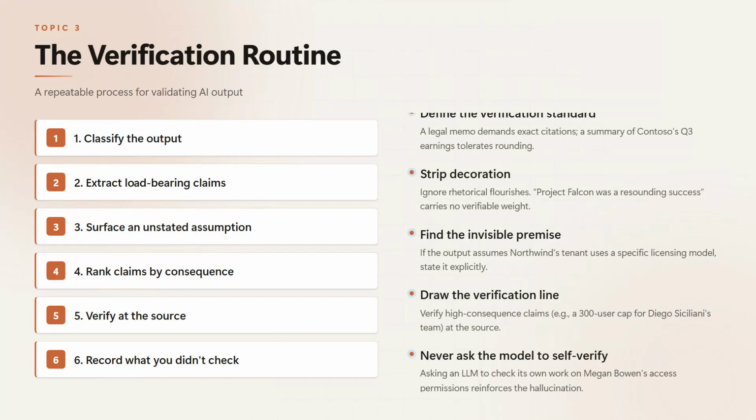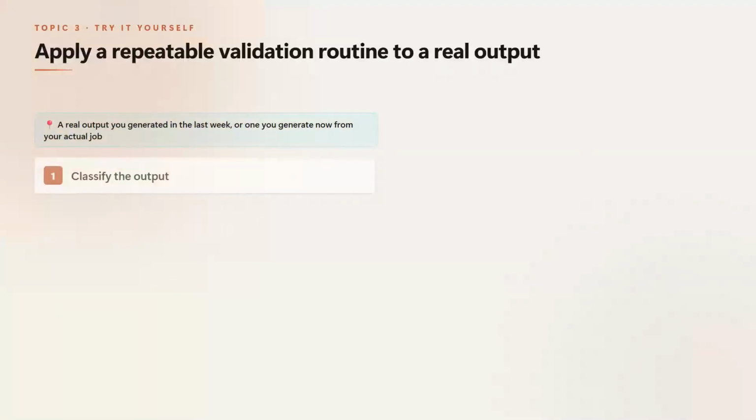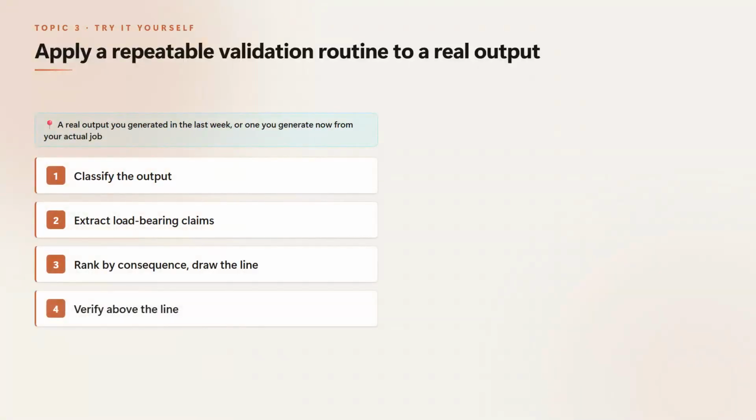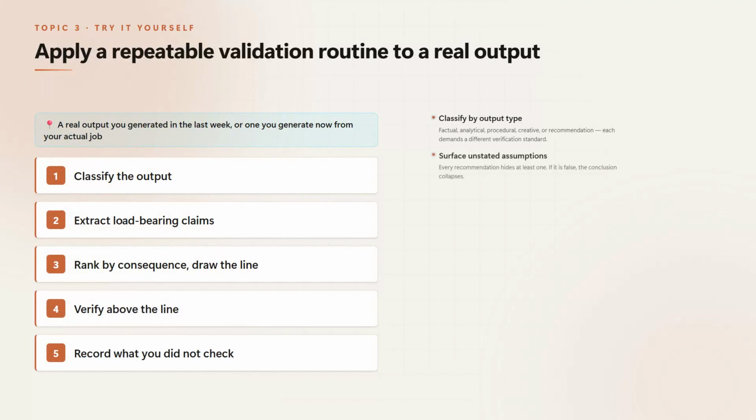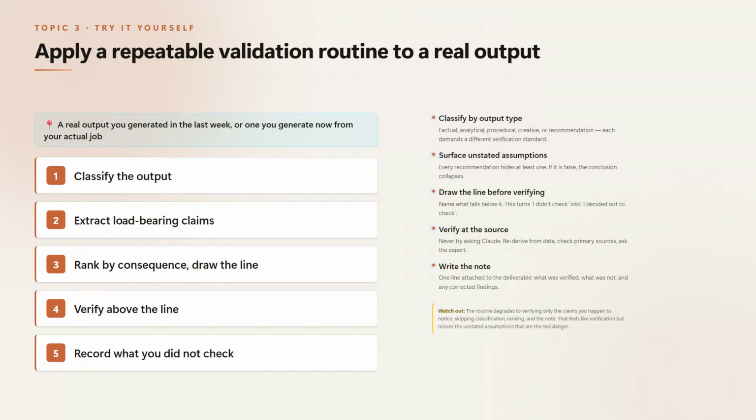You are about to run all 5 moves on a real output of your own. Here is the sequence to run yourself. Classify by output type. Surface unstated assumptions. Draw the line before verifying. Verify at the source. Write the note. The routine degrades to verifying only the claims you happen to notice, skipping classification, ranking, and the note. That feels like verification but misses the unstated assumptions that are the real danger.